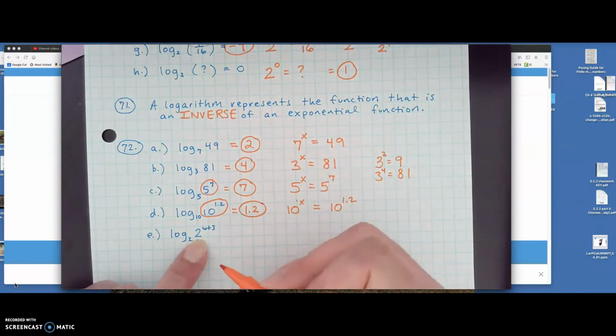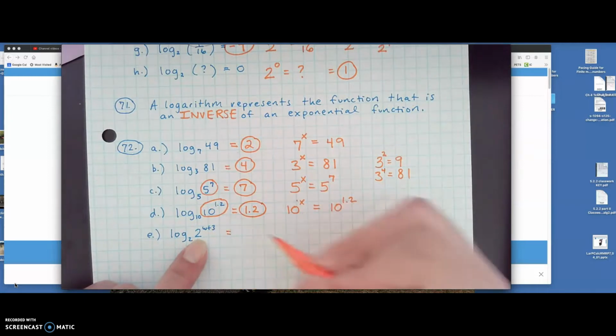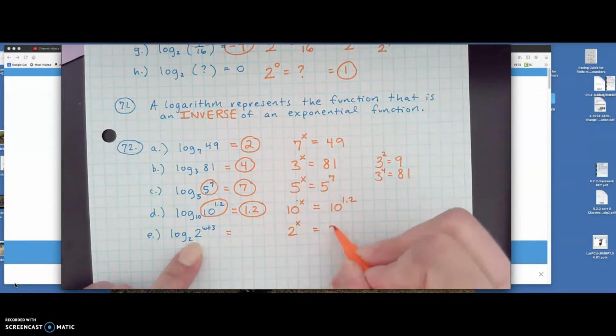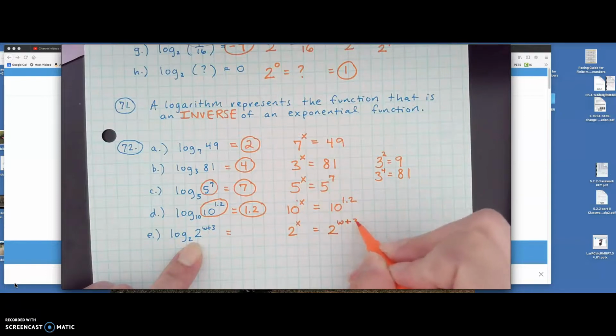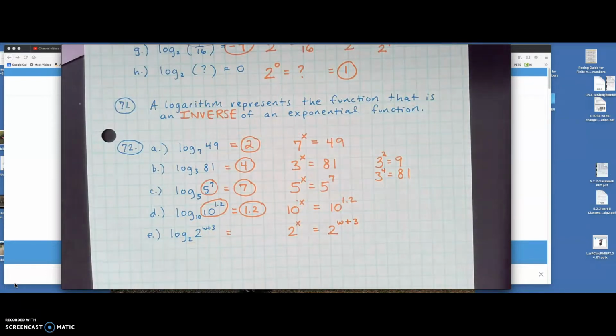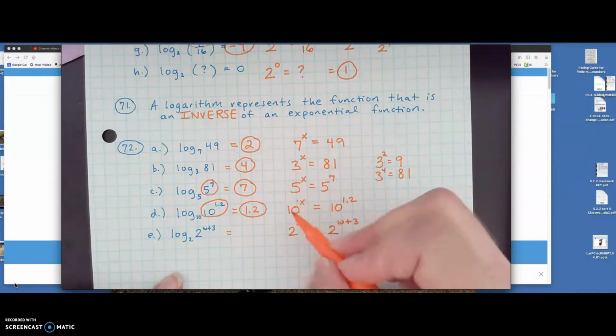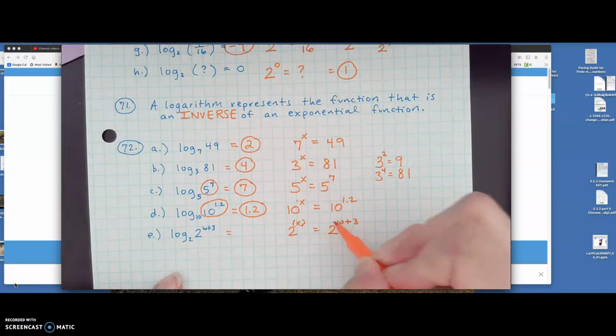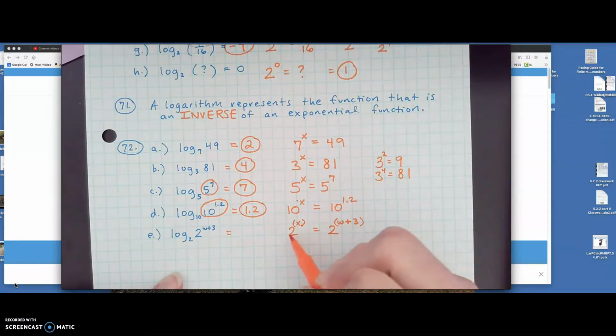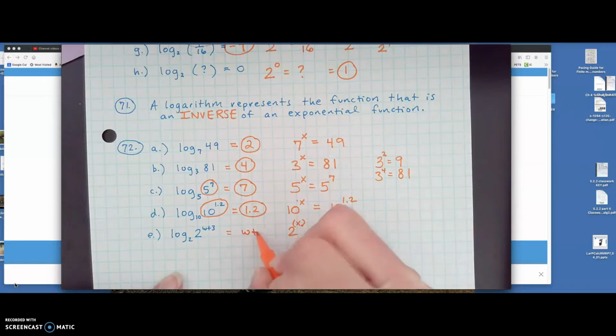Okay, the last one is 2 to the, we'll just call it x like we've been doing, and then equals 2 to the w plus 3. So in other words, it's just like the other ones we did, but a little more complicated because it has a variable w in there. But we're just basically saying that whatever this is, it's going to equal the same value as whatever that one is, because they both have a base of 2. So I'm going to call that w plus 3.